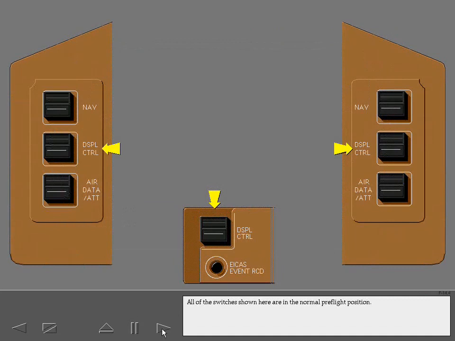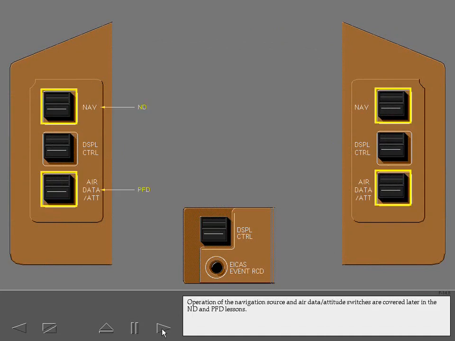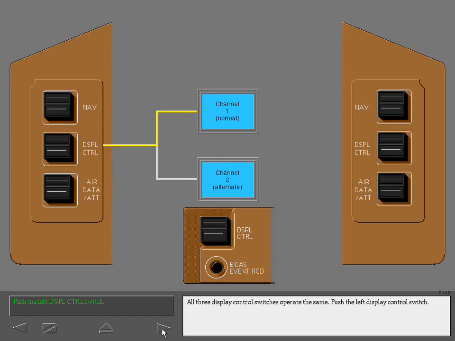All of the switches shown here are in the normal pre-flight position. Operation of the navigation source and air data attitude switches are covered later in the ND and PFD lessons. All three display control switches operate the same. Push the left display control switch.